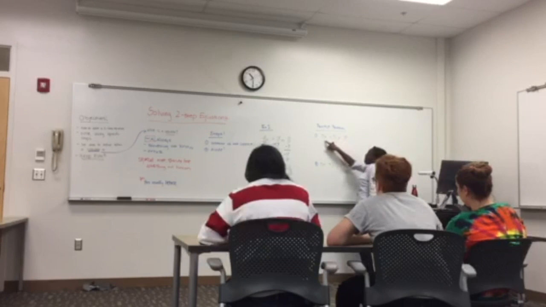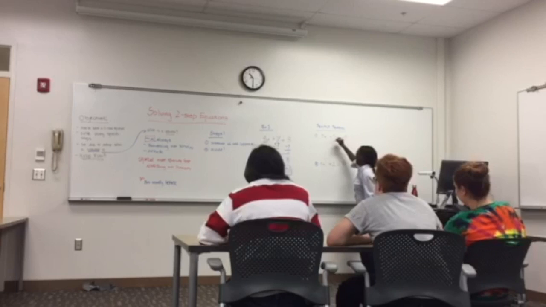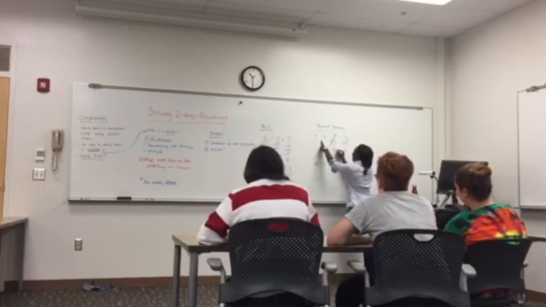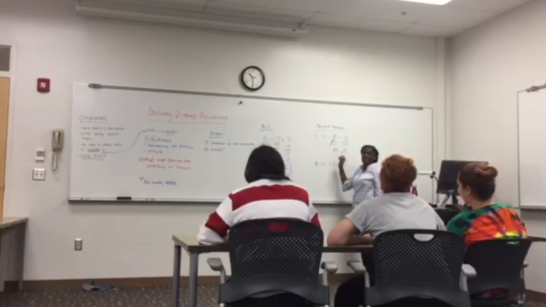So this first one is 5x minus 5 equals 10. So what's gonna be the first thing we do? Add 5. Exactly. We're gonna add 5 to both sides of the equation, and then the 5's will cancel out, and we should get what? 15 equals 5x. Exactly, 5x.